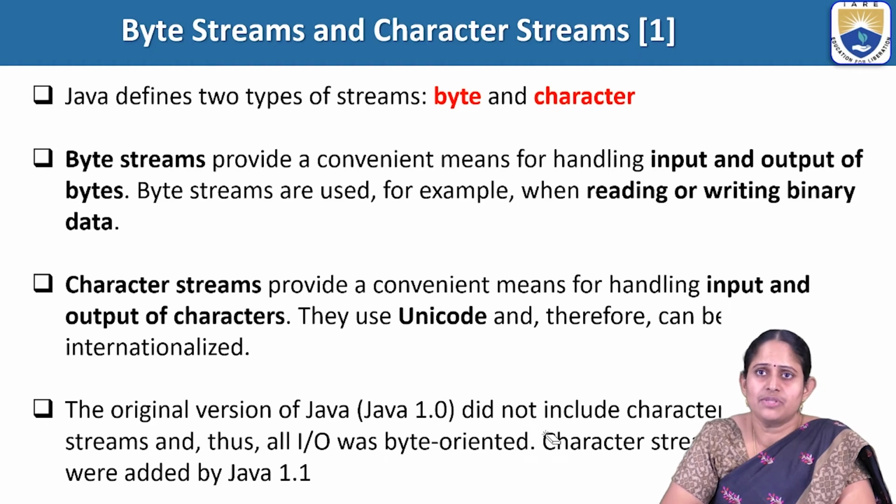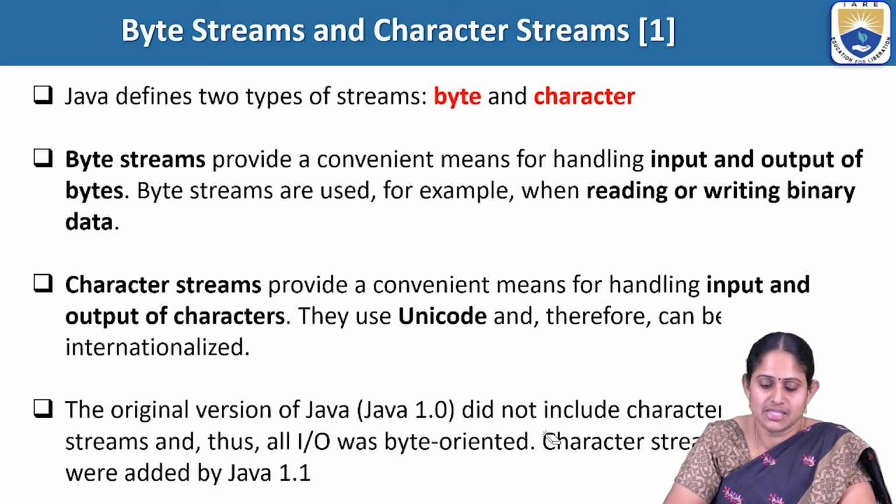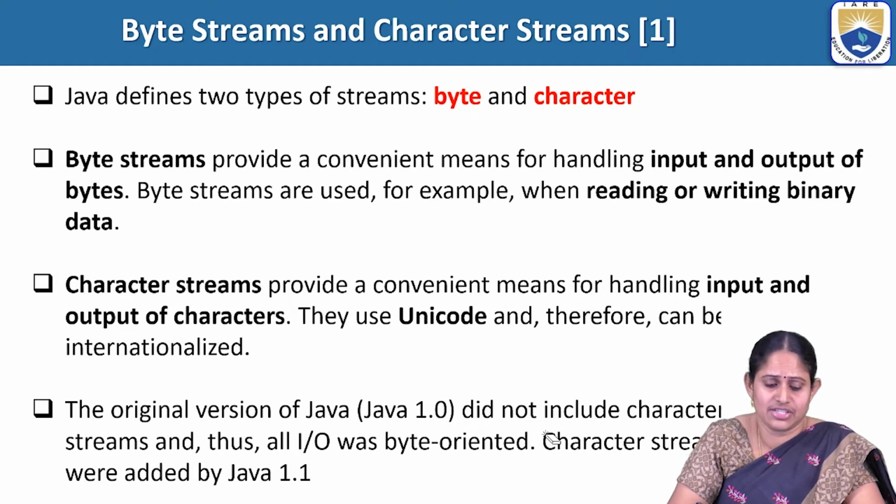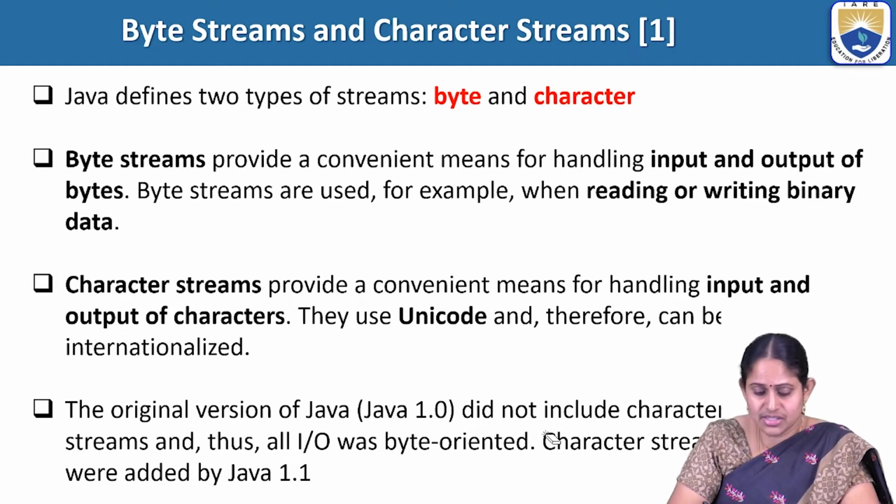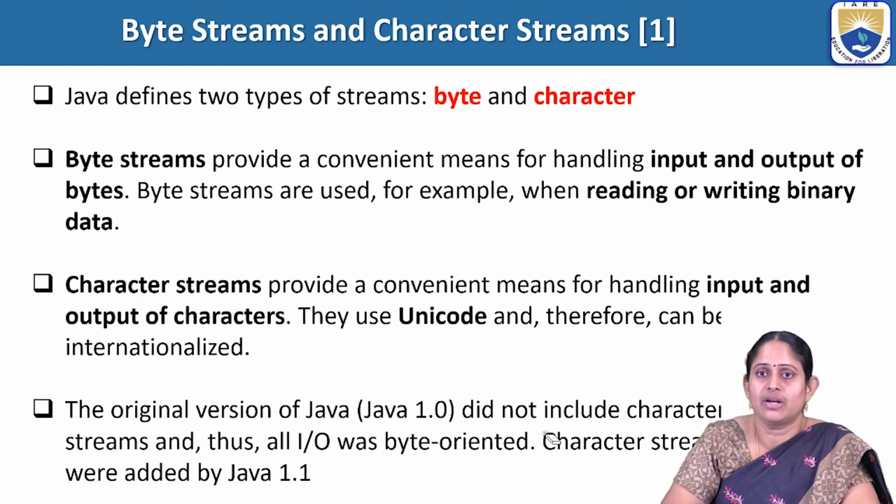Now, there are two types of streams in Java. They are byte streams and character streams. The byte stream is for handling input and output of bytes. That means reading or writing binary data. Character streams are meant for handling the input and output of characters. They basically use Unicode and can be internationalized. The character stream was included from Java version 1.1.